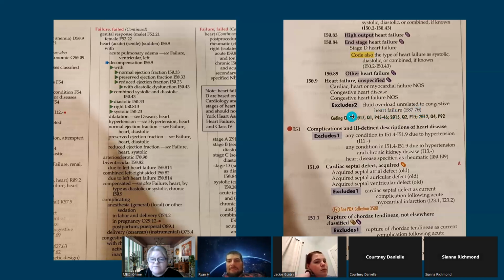All right, so we don't have to worry about fluid overload. And I'm looking around it: high output heart failure, end stage heart failure. That's not fitting of what we need. And then another section starts right under that, I51, complications and ill-defined descriptions of heart disease. That's not going to apply to what we're needing. So I50.9 is our code.